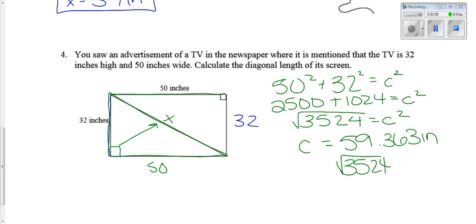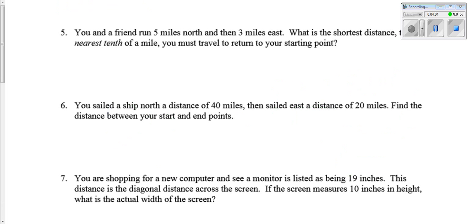So there's the front page. Let's go to the second page. For number 5, we want to draw the picture. If I know you and a friend ran 5 miles north, so here's my 5 miles that I ran, and then I ran 3 miles east. What is the shortest distance to the nearest tenth of a mile you must travel to return to your starting point? Where the shortest distance is just a straight line. So we're looking for this piece here. Here's our right angle. So we're looking for our hypotenuse.